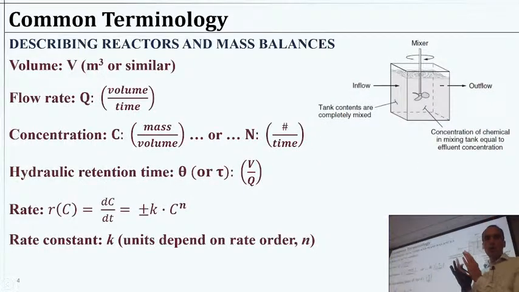Okay, a few common terms. I've already talked through most of these, but common terms we should know. We use V for volume. That's going to be something like cubic meters, maybe liters, gallons. I often stick to the metric units, but certainly there are times where we need our standard imperial units. Flow rate is Q, volume per time. Could be cubic meters per second, or sometimes you'll see million gallons per day, MGD.